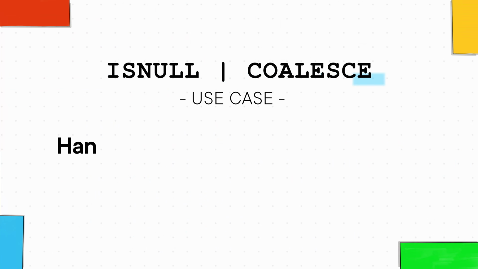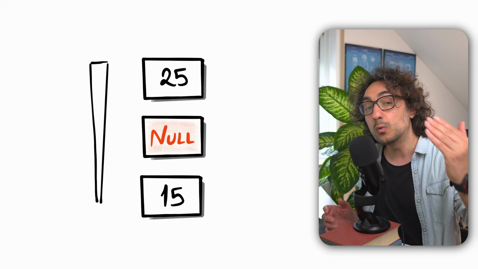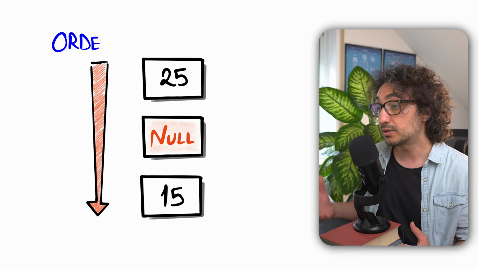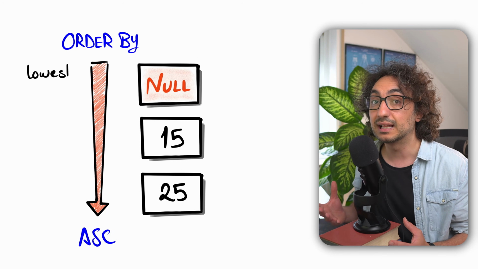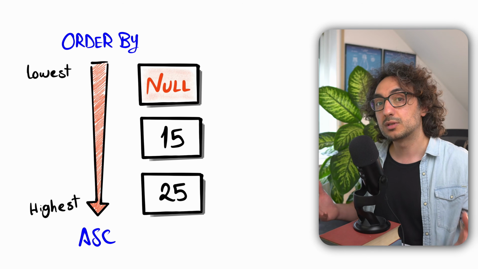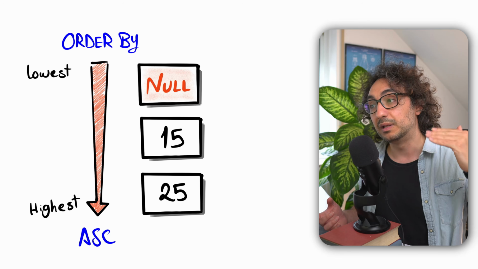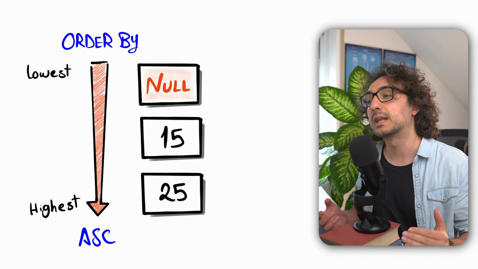Alright, moving on to the next use case for the ISNULL, we can use it in order to handle the nulls before sorting the data. So imagine we have the following sales: 15, 25 and a null. Now if you sort the data by the sales ascending, from the lowest to the highest, SQL is gonna show the nulls at the start, and that is not because the null is the lowest value, because null has no value, but SQL shows it like this. It's gonna place it at the start, and then below it we're gonna have the lowest value, the 15, and at the end we're gonna have the 25.